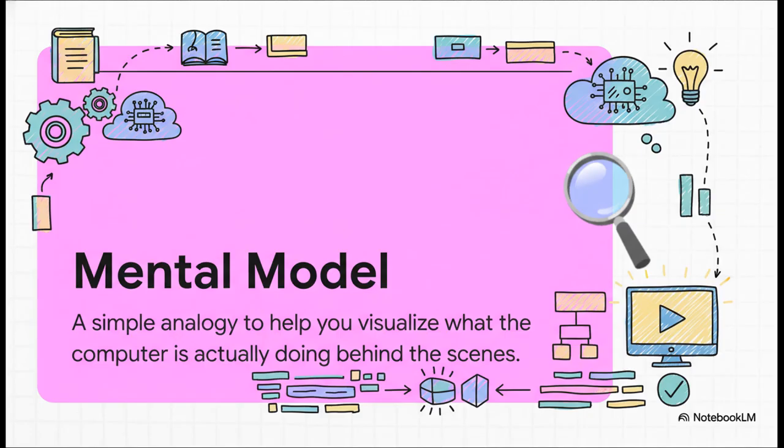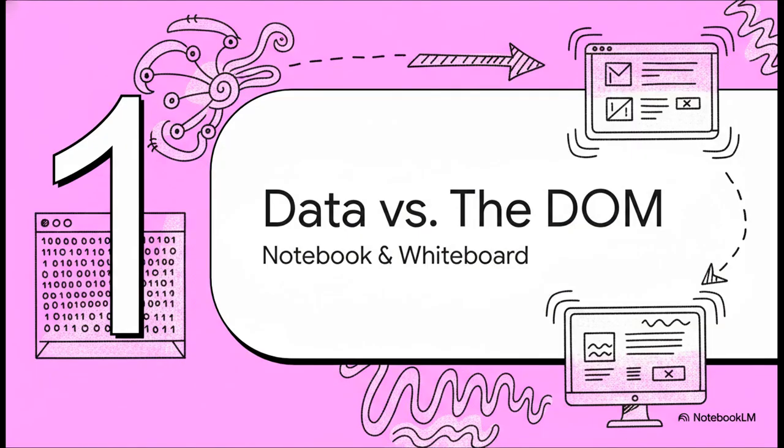So, what even is a mental model? It's nothing fancy, really. It's just a simple analogy, a little story you tell yourself to understand a complex process. When you find the right story, the code suddenly clicks into place, and you can almost see the future. You know what it's going to do before you even run it.